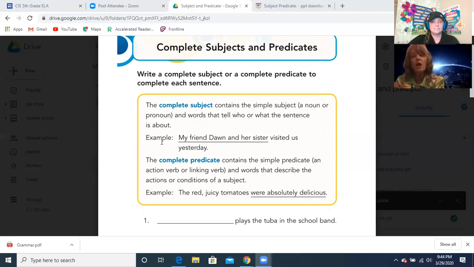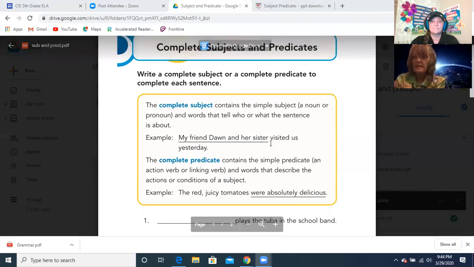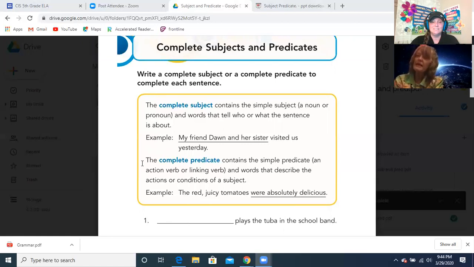So here's the example. My friend Dawn and her sister visited us yesterday. So my friend Dawn and her sister is the complete subject. And then the complete predicate contains a simple predicate and an action verb or a linking verb. It shows action, like the red juicy tomatoes. What were they? They were absolutely delicious. So there's your complete predicate.